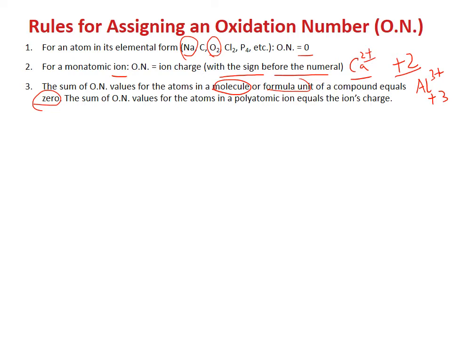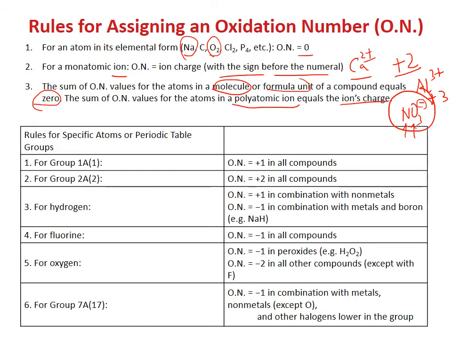On the other hand, for a polyatomic ion, the sum of the oxidation number values should equal the ion's charge. For example, the nitrate anion has a negative charge, so the sum of the oxidation numbers of oxygen and nitrogen must be -1. Now here are the rules for specific atoms or periodic table groups.